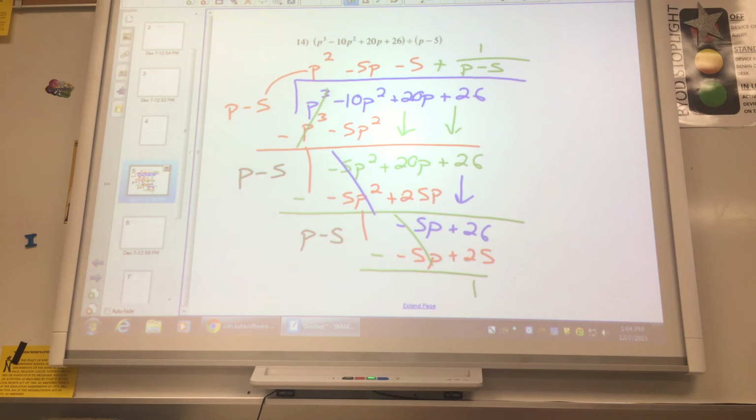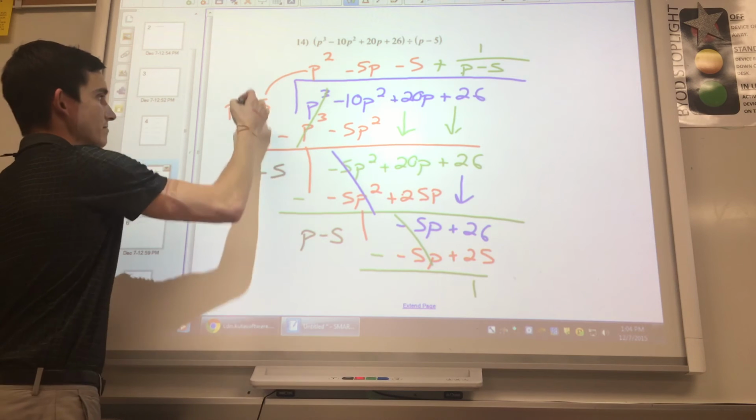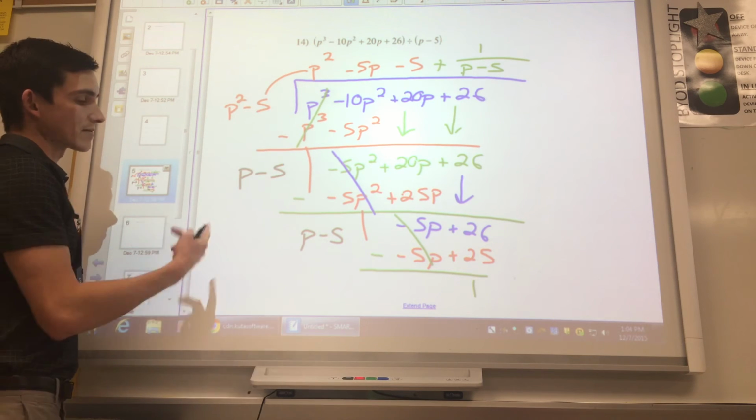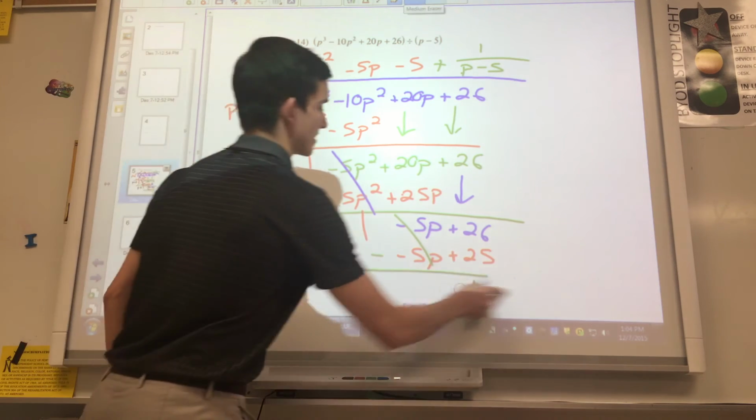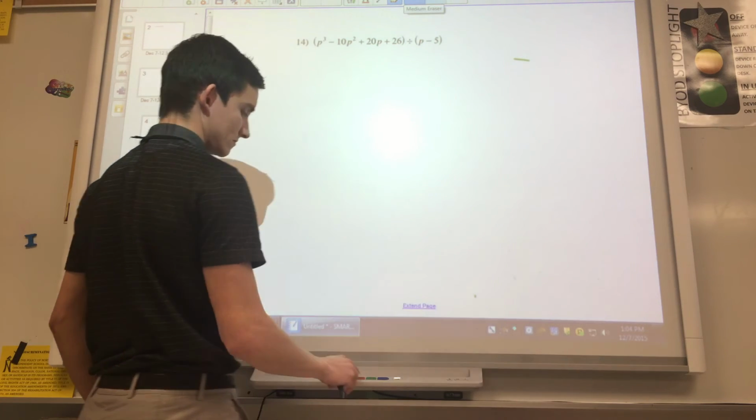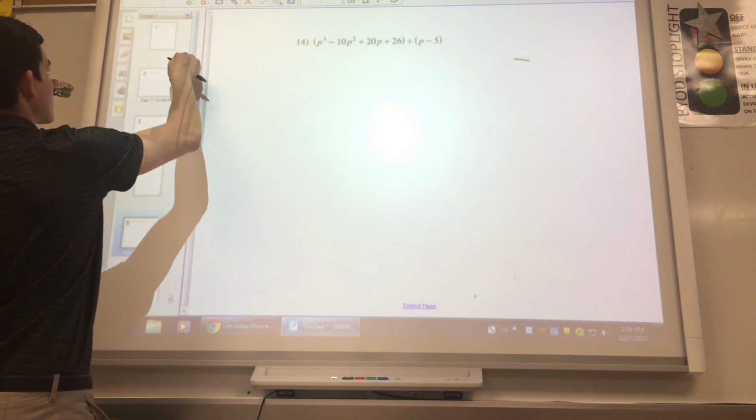I do need to show you another example because I haven't divided by something squared yet. So I'm going to go ahead and do that now in my next example. Last example.